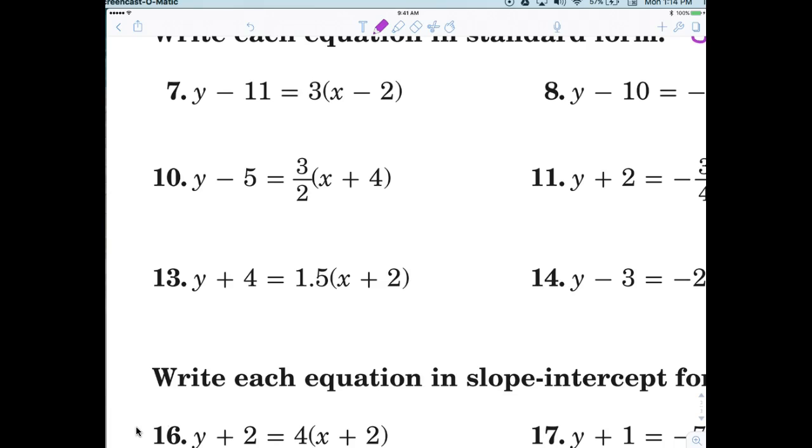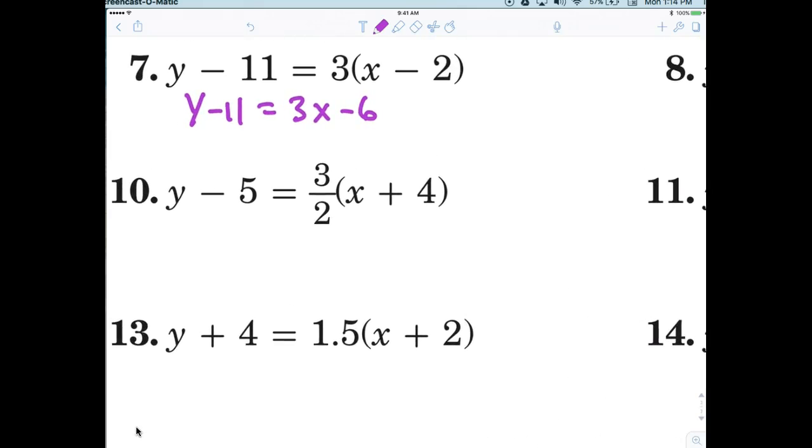All right, so to write this properly, we would say y minus 11 equals 3x minus 6. Any objections so far? Everybody agree I just distributed the 3, correct? Now, I want x and y on the same side. However, I want the x to be positive. All right? So with that, I'm moving this over here.